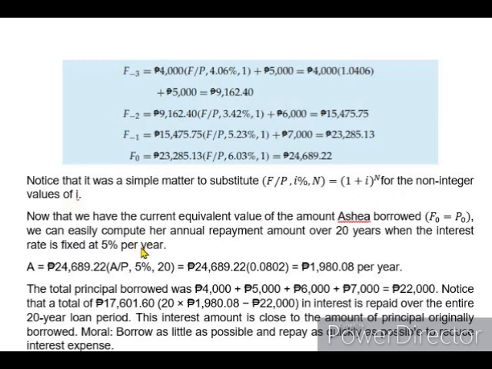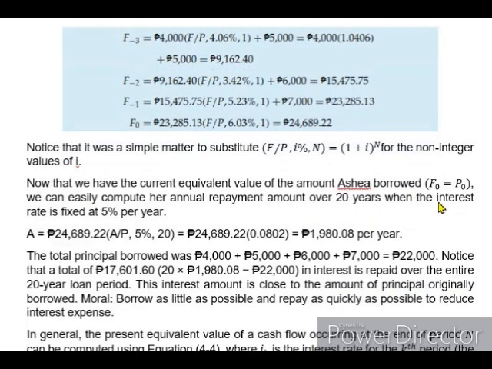Okay? So, now that we have the current equivalent value of the amount Ashia borrowed, okay? So, F sub 0 is equal to P sub 0. So, kasi ito rin yung equal ni P sub 0, di ba? So, we can easily compute for her annual repayment amount over 20 years when the interest rate is fixed at 5%.